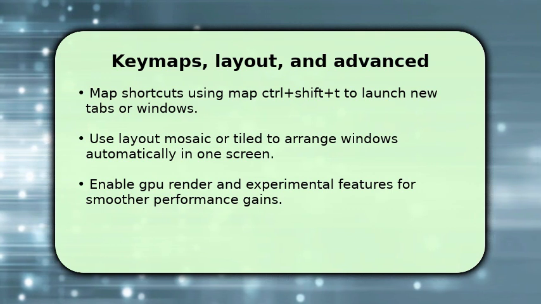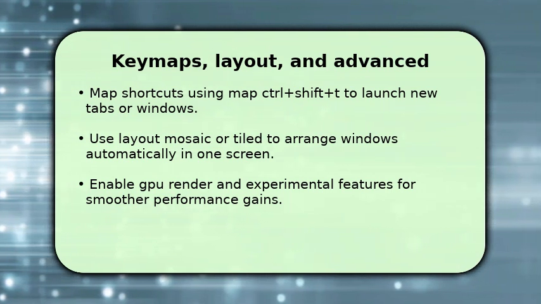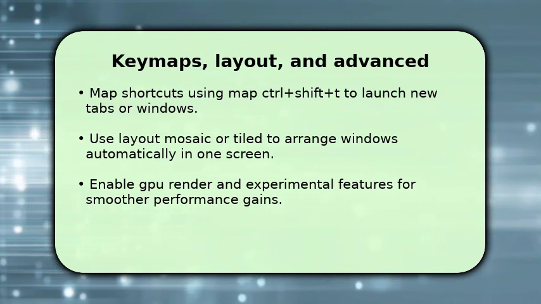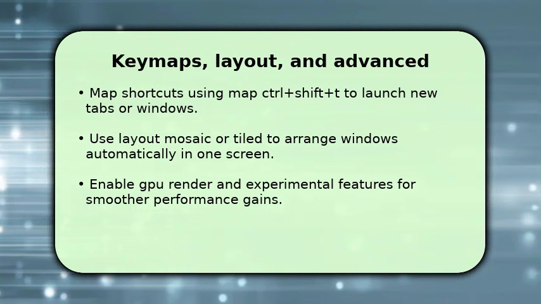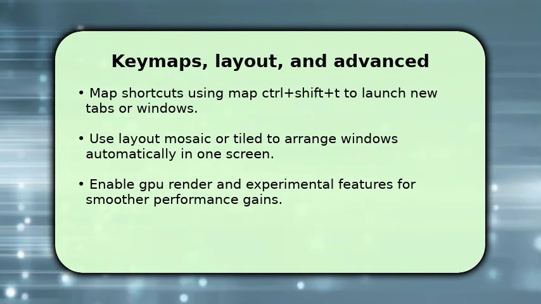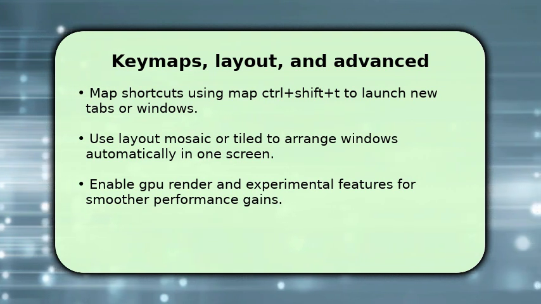Configure default window opacity and background to control translucency across layouts. Choose layout tiled or mosaic to arrange windows automatically for efficient workflows. Enable GPU to accelerate rendering and set experimental feature flags conservatively for stability.